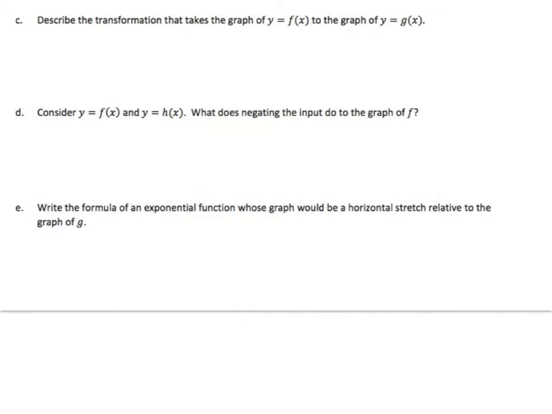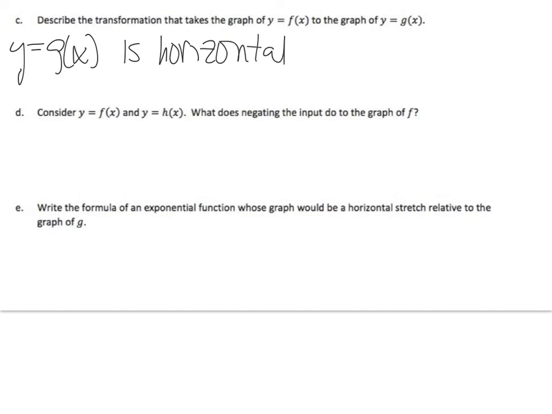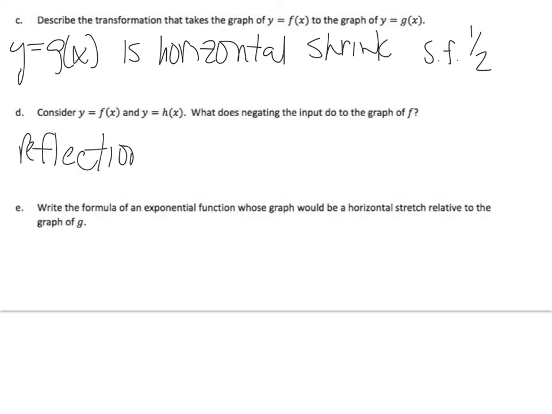Changing pens. So describe the transformation of y equals f of x to the graph of y equals g of x. So y equals g of x is a horizontal shrink with a scale factor of 1/2. And then we have y equals f of x and y equals h of x. That would be our reflection over the y-axis.